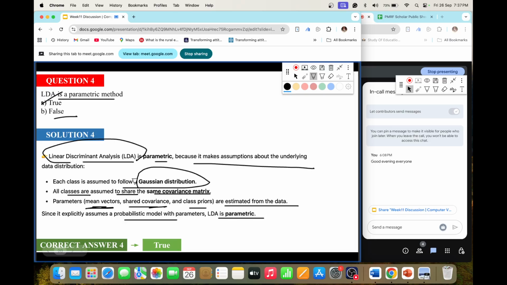I have discussed this: LDA follows a Gaussian distribution, and again it will have the same covariance matrix. I have already discussed this in the previous class on the LDA classifier, so you can just check the slides of the previous class. Each Gaussian distribution is nothing but a bell-shaped curve, and two parameters are important: one is the mean of the data and the second is the spread.